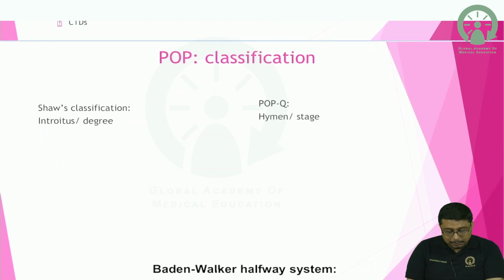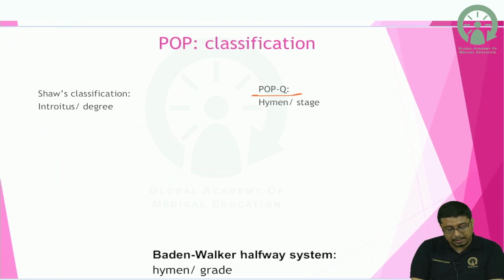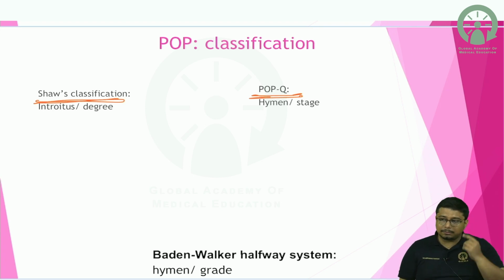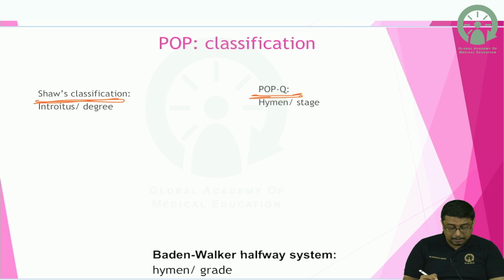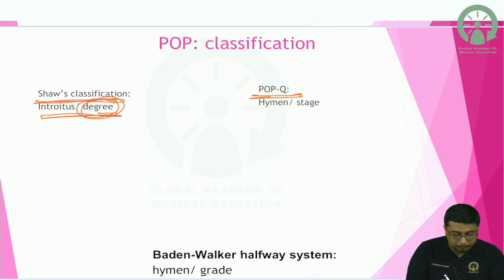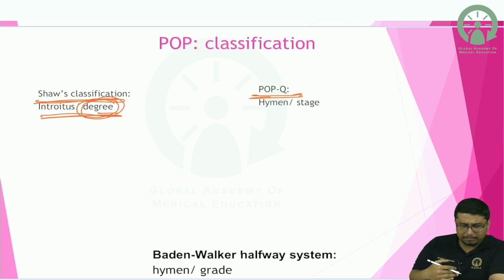Okay. So there are certain classifications of POP. One is the POP quantification score or the POPQ classification, and one is Shaw's classification that we typically know, like grade 1 prolapse, grade 2 prolapse, grade 3 prolapse. So remember, in Shaw's classification, the introitus is taken as the reference point, and it is described in degrees of prolapse. First degree prolapse is slight prolapse, second degree prolapse is prolapse up to the introitus, third degree prolapse is prolapse beyond the introitus, and fourth degree or procidentia is when even the fundus has come out.